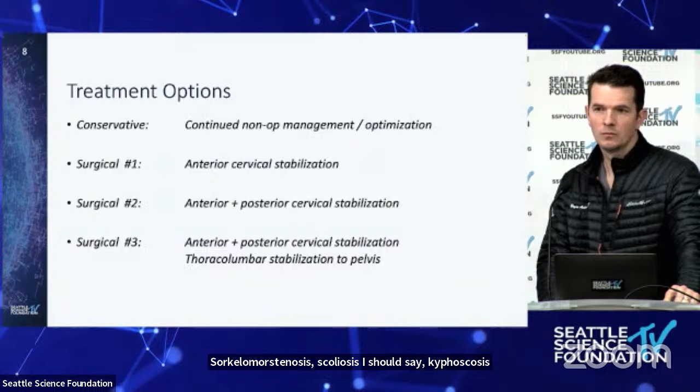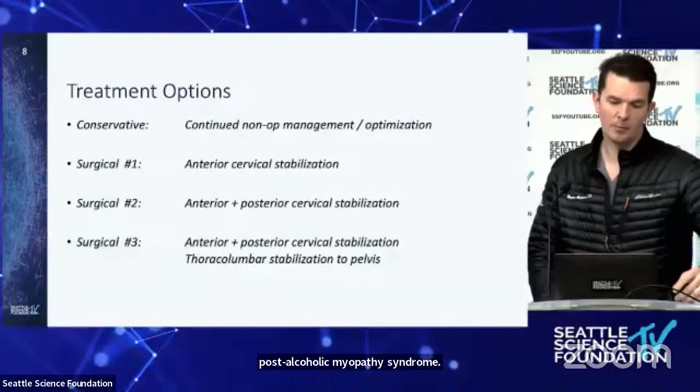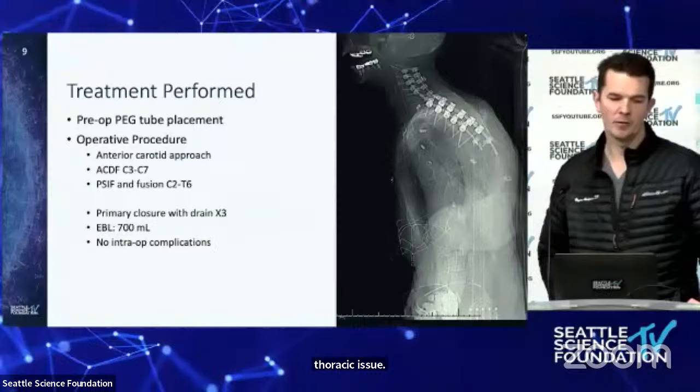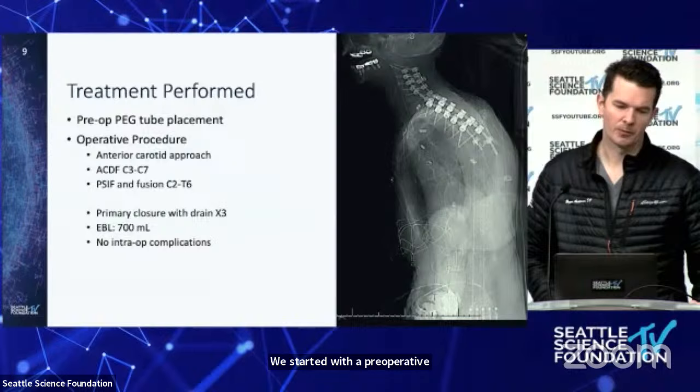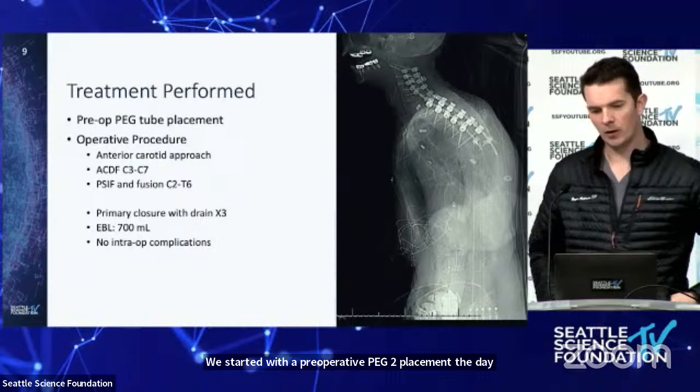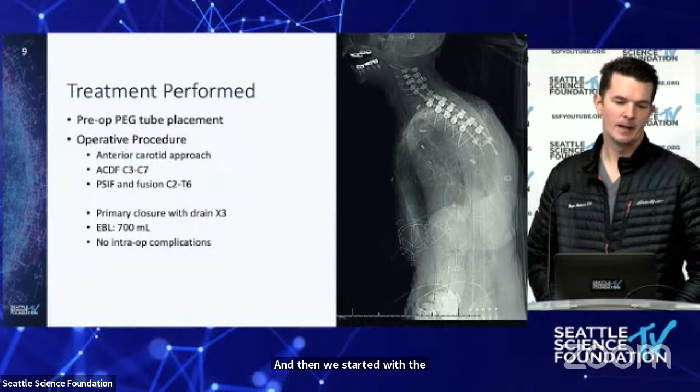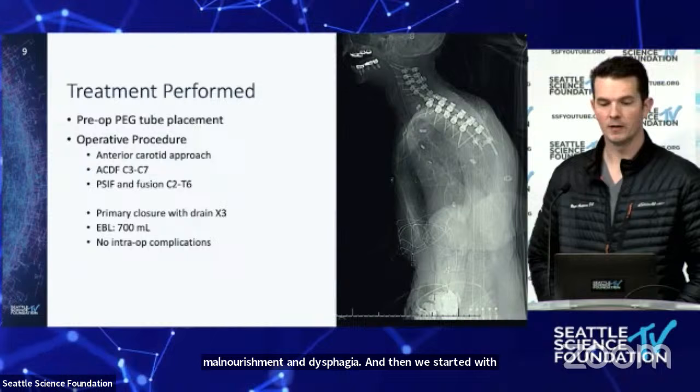Yeah, so we did address her cervicothoracic issue. We started with a preoperative PEG tube placement the day before surgery, due to the risk of further malnourishment and dysphagia. Then we started with the patient supine with Gardner-Wells tongs and 20 pounds of traction, and she actually corrected fairly nicely with just that modality. Then we did C3 to C7 ACDF from the supine position.